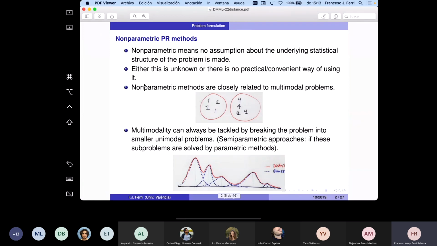Of course, as we commented, because we ended the last class talking about semi-parametric approaches, we can always break any multimodal problem into a mixture of several unimodal problems that can be tackled appropriately using parametric methods. But this is not what we are interested in now.